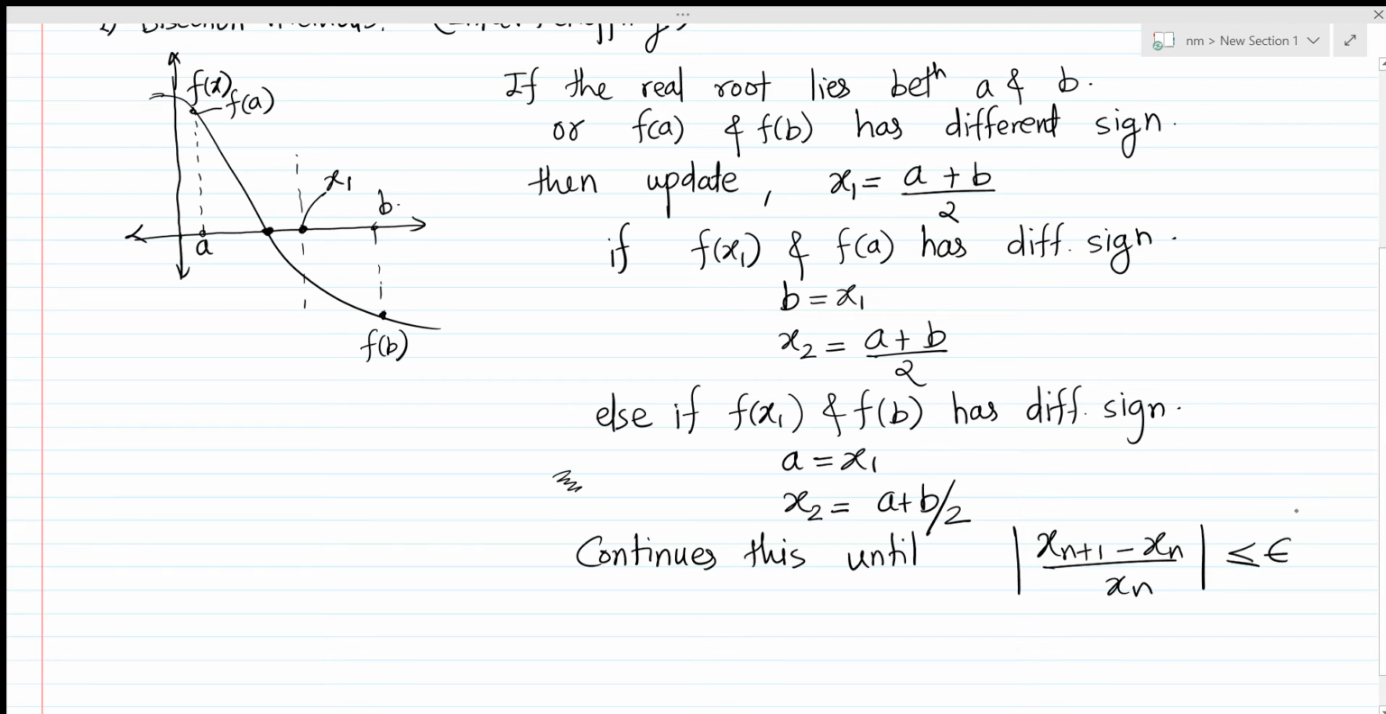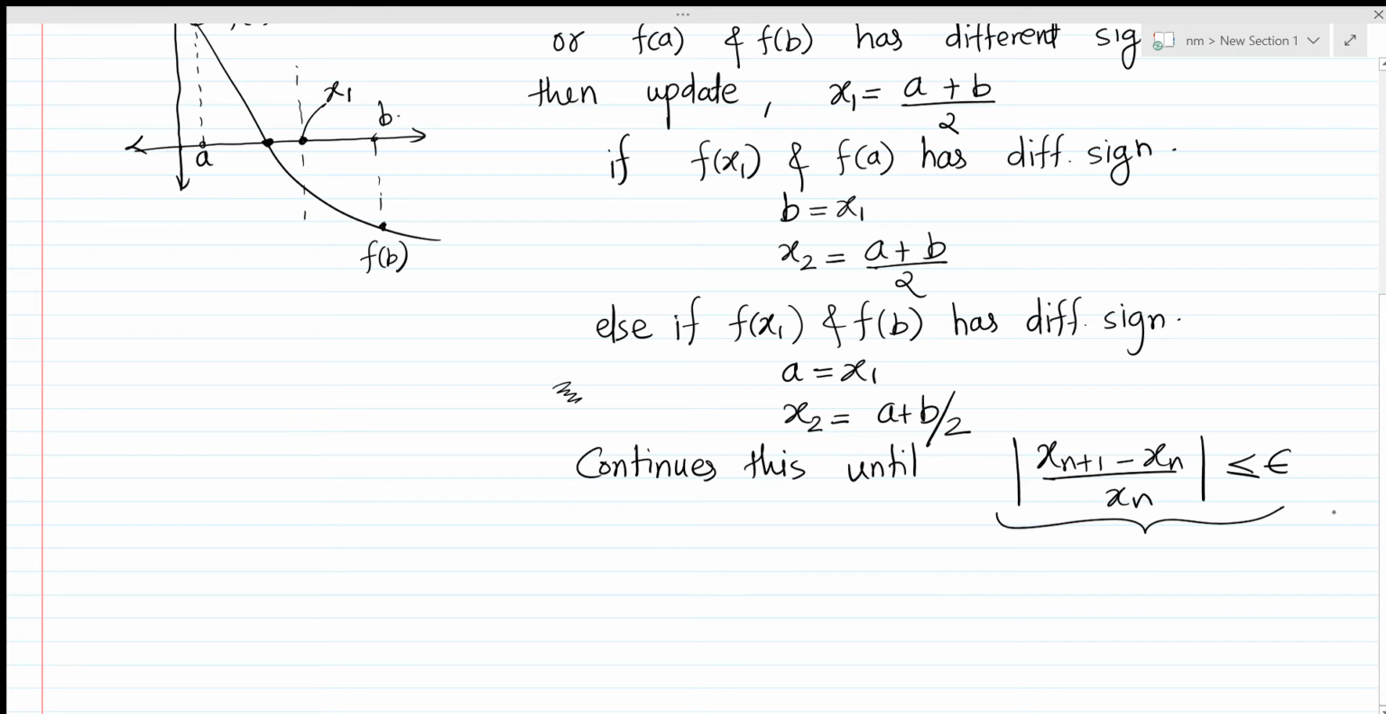How is the stopping criterion used? When the relative difference between the two iterates is lesser than some threshold, we are going to stop our iteration. Or we can check the function value. Either way we can decide the stopping criterion.